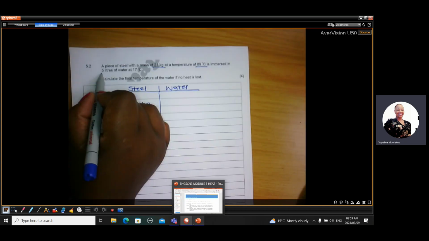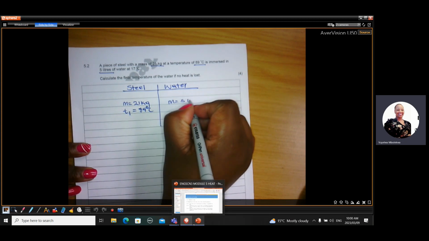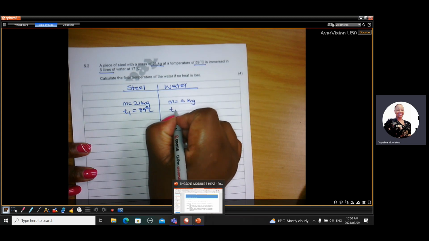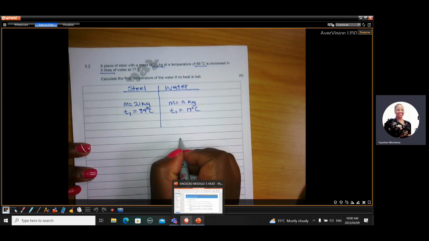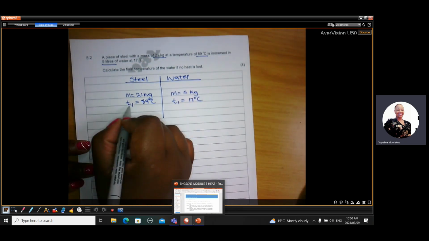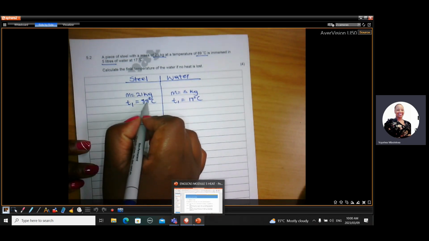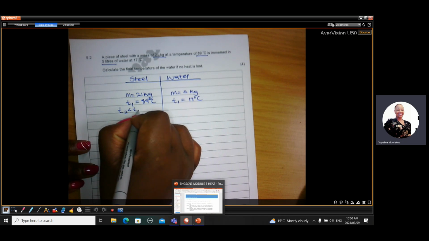It is immersed in 5 liters of water. That is the mass of water. Remember, we said for water, 1 kilogram equals 1 liter. And this water is initially at 17 degrees Celsius. Even though T2 is not given, you can see that the steel is hot and is put into water to cool it down. So the T2 of steel is going to be less compared to the T1.